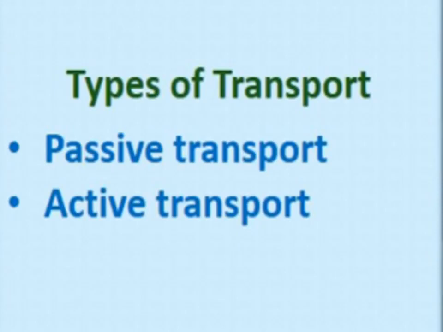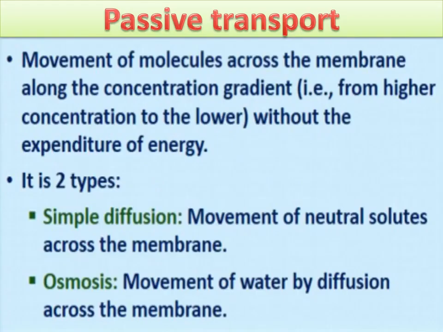Now types of transport. We are talking about how plasma membrane is selectively permeable and some selected substances can pass across it. So how are these substances transported across the plasma membrane? There are two types of transport by which substances can be passed across the plasma membrane, and these are passive transport and active transport. First we will do the passive transport.